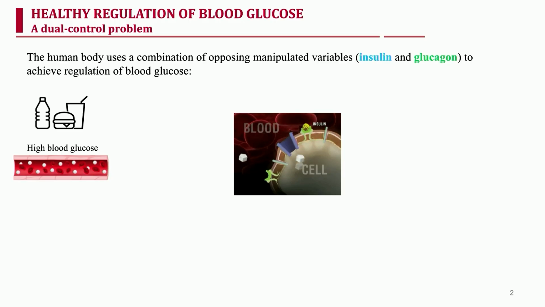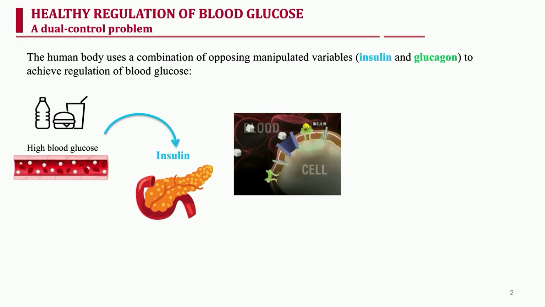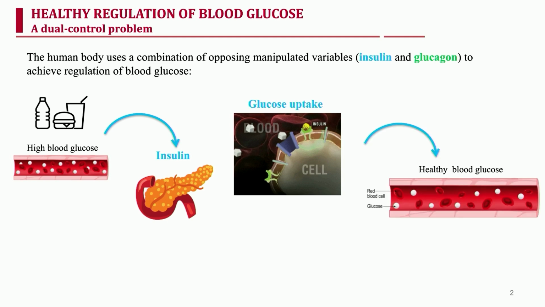Let's see how healthy glucose regulation works in the body. Immediately after a food intake or a stressful situation, glucose concentration rises in the bloodstream. This triggers insulin secretion by the pancreatic beta cells, which in turn bind to the insulin receptors here in the cell. This lets glucose get transported into the cell for utilization immediately or for storage in the liver and in the muscle cells.